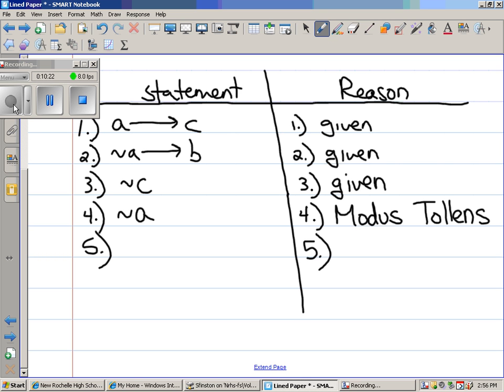Brian, Modus Tollens, you got not A. What's the next step after you get not A? Exactly. B has to be true just by pure detachment. Yep, that's it. So 2 separate proofs.